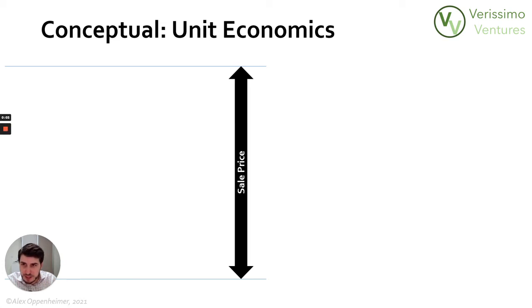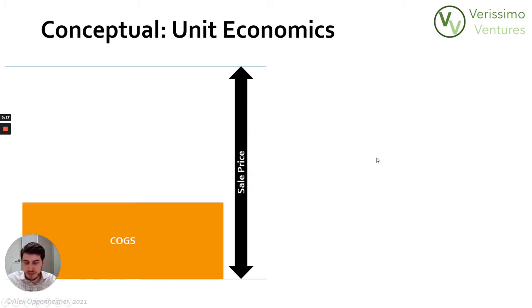We're here today talking about unit economics. So to start, we'll talk about the concept of unit economics. The first concept here is just the sale price. How much money do you get from selling that unit? When you break that down, the first thing that comes out is the COGS, the cost of goods sold. So what does it cost to physically make the thing that you're selling?